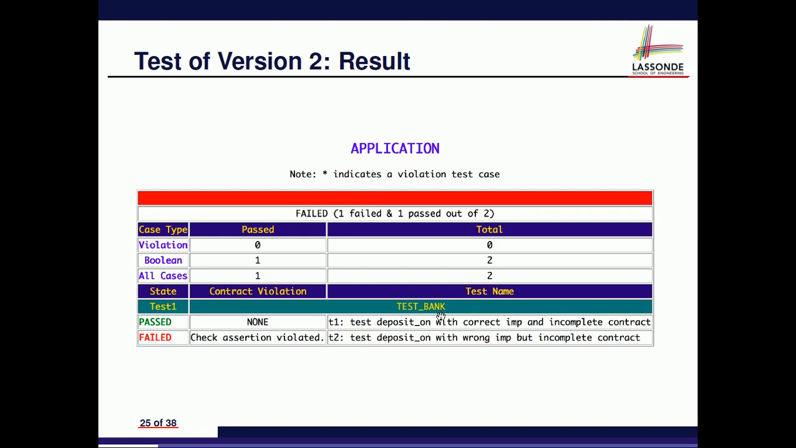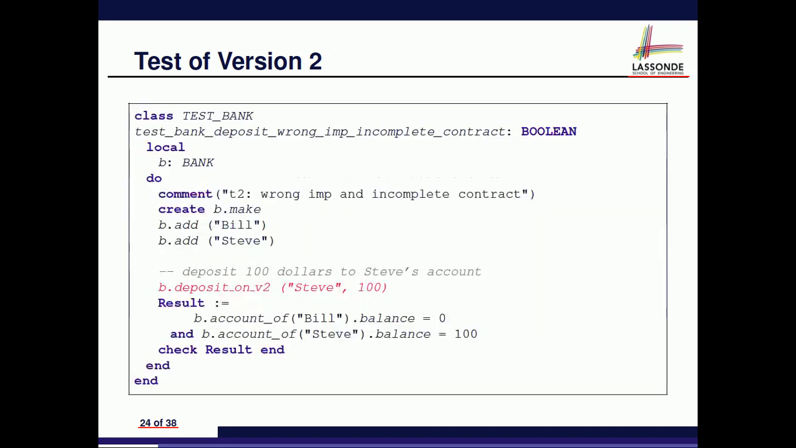Yes. Yeah, the test, yes. You mean the test itself? Yeah, so the test simply says, you can see now, we are trying to say b.deposit version 2, right? Which is invoking the wrong implementation. And then after that, we want to make sure the balance for Bill should be 0, unchanged, and also the balance for Steve should be 100. But that's not the case because the wrong implementation also deposited into Steve.